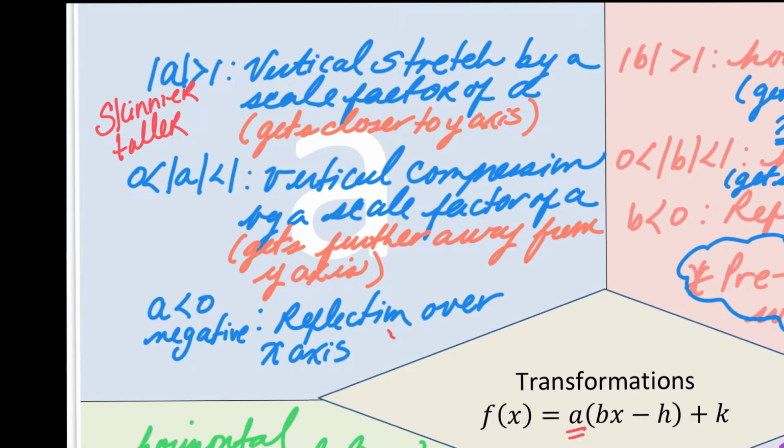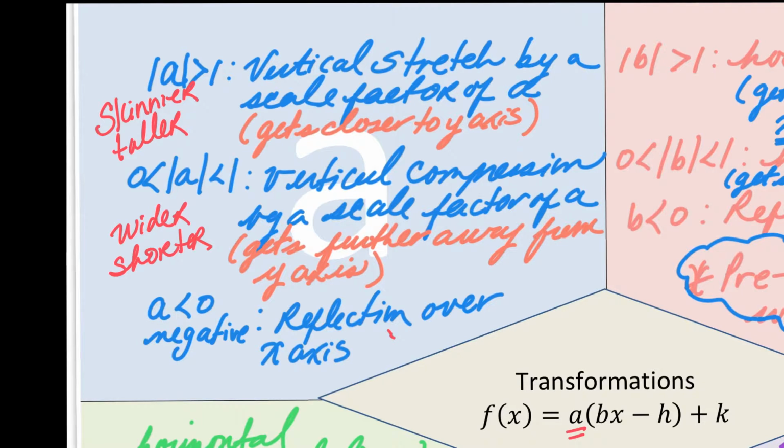If the absolute value of a is between 0 and 1, we say that there is a vertical compression by a scale factor of a. It gets further away from the y-axis when you're looking at a quadratic or a cubic. In other words, we usually say the function appears wider. And if we're talking about a trig function like a sine or a cosine, it would get shorter. Those are some of the descriptive words that we would use.